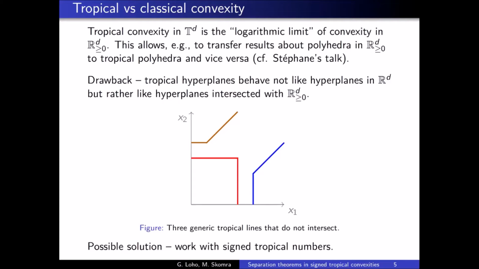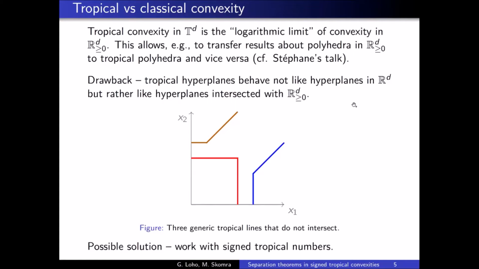And this allows us to transfer some results about classical polyhedra to tropical polyhedra and the other way around, so that we can speak about tropical simplex methods and its ramifications, or we can speak about the tropical central path and then use this tropical central path to show some results about the classical polyhedra. Okay, so this is all very nice.